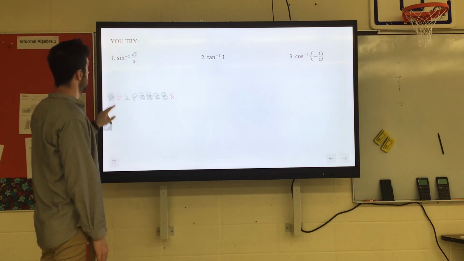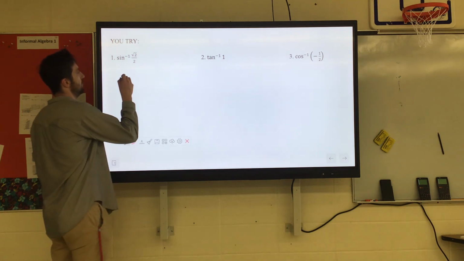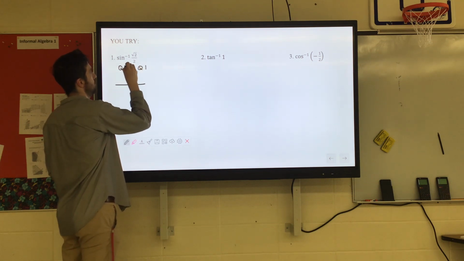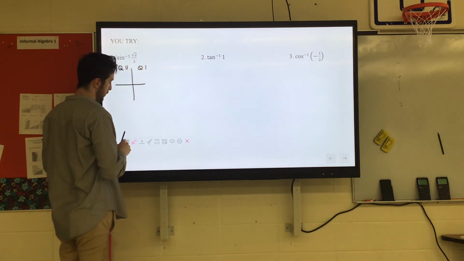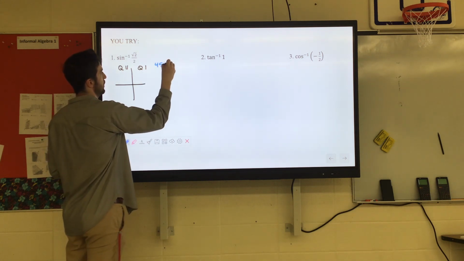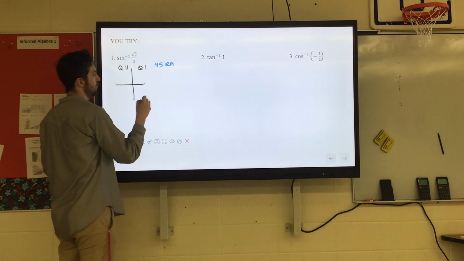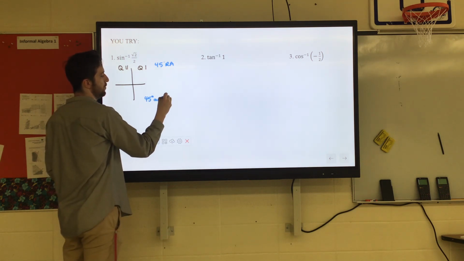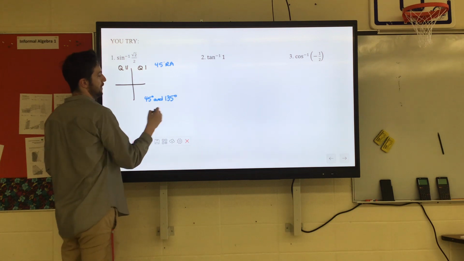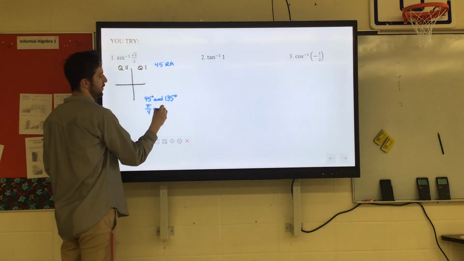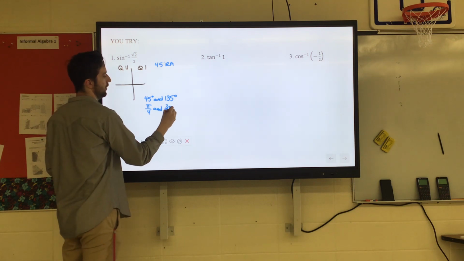Let's see. Sine is y. Y is positive in quadrant 1 and quadrant 2. And root 2 over 2, I know, is a 45-degree reference angle. So in quadrant 1 that'd be 45 degrees. Quadrant 2 that'd be 135. 45 degrees is pi over 4. 135 is 3 pi over 4.